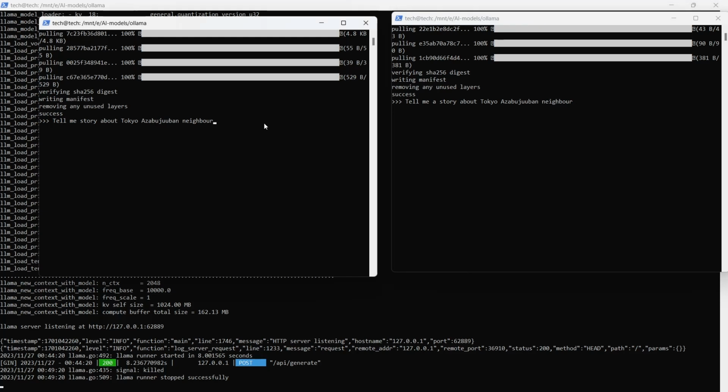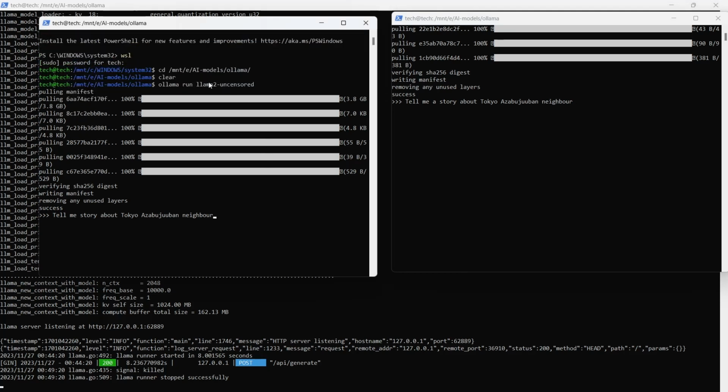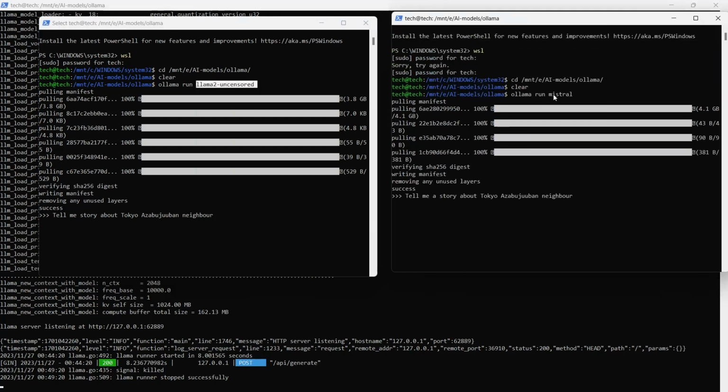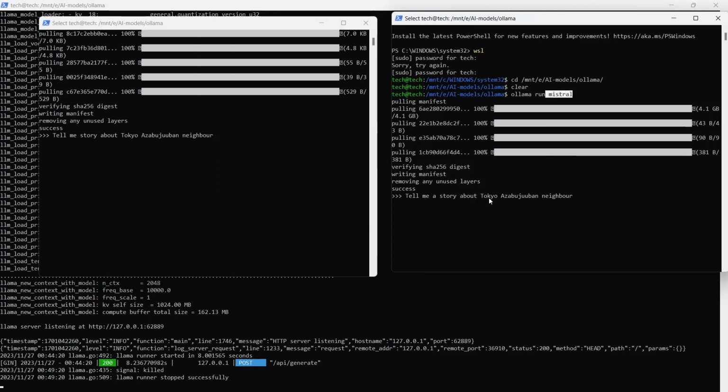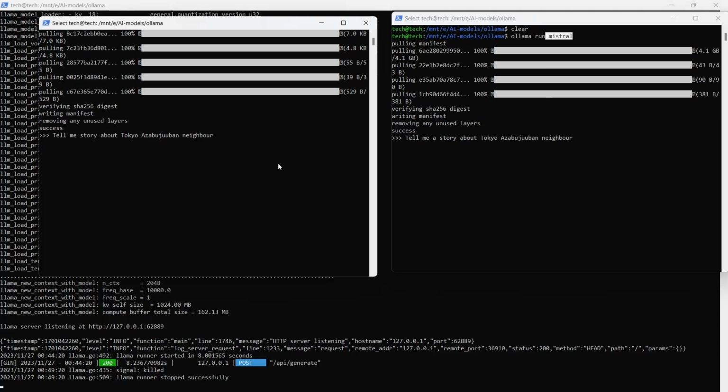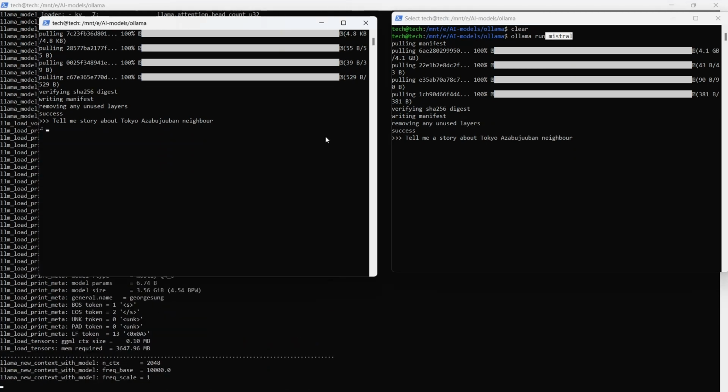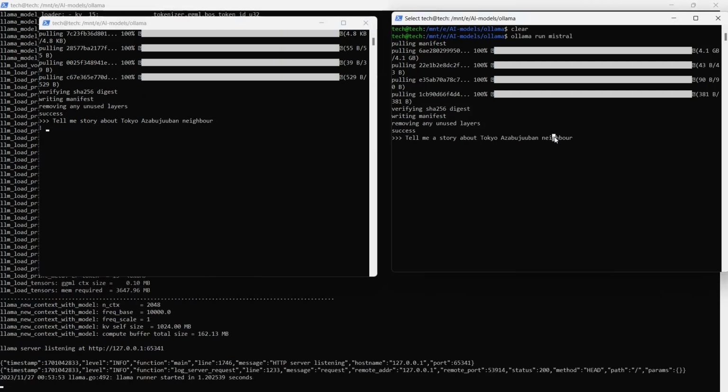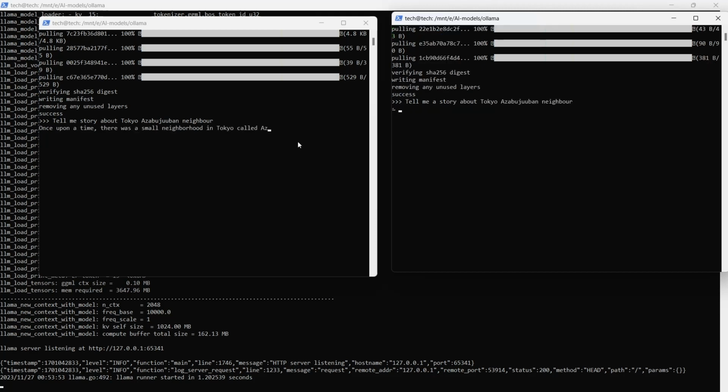What is interesting here is that on this side we have Llama 2 Uncensored, and on this side we have Mistral. We can run both together. The first one will be running the job and the other one will be waiting. Let's run this one also. As you see, the other one is waiting. It's buffering while here we get an answer.